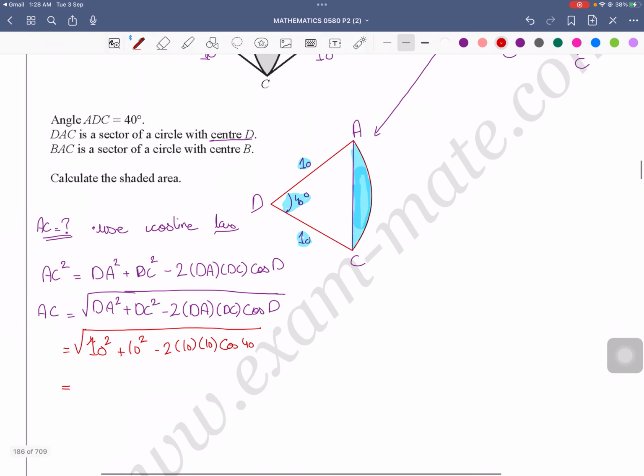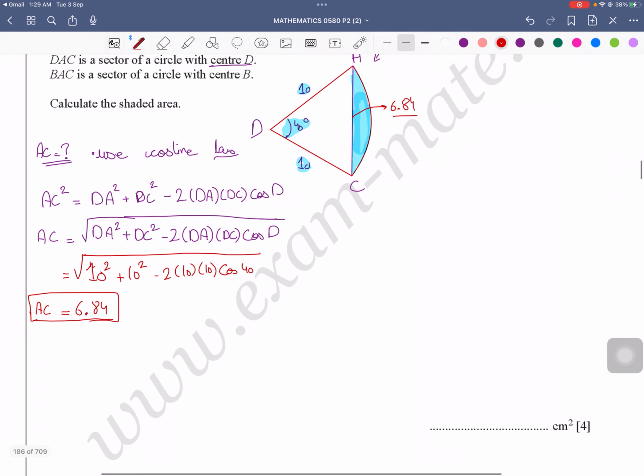Once we solve this, we are able to come up with the fact that the length AC is 6.84. Now let's go on to find the area of the triangles.